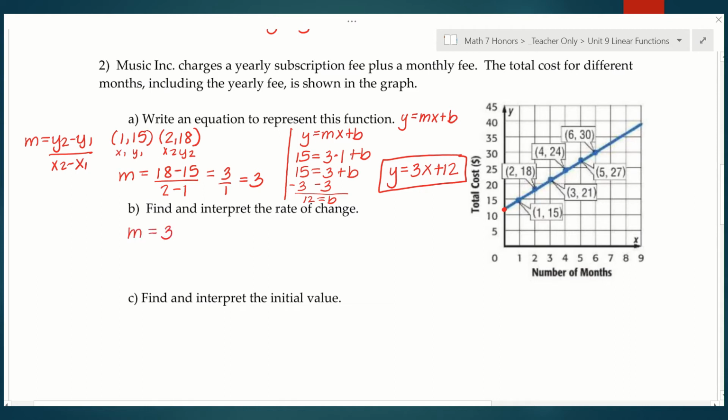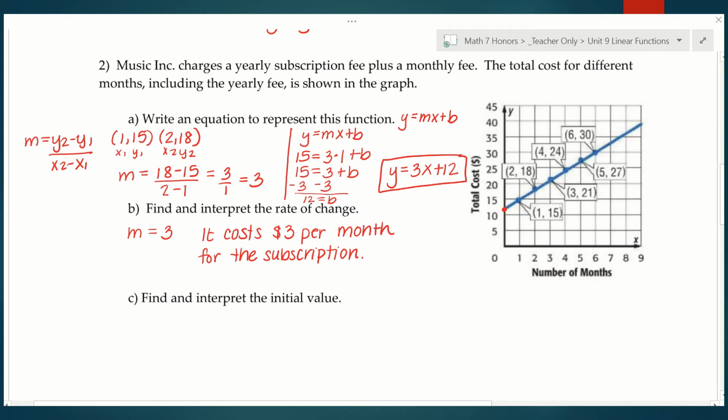It's 3. And so when I'm interpreting it in the context of the problem, use your axes labels. Total cost is y, number of months is x. So this would mean that it's $3 per month. So I'm going to say it costs $3 per month for the subscription, because remember that's what we're talking about here. We're talking about a Music Inc. subscription.